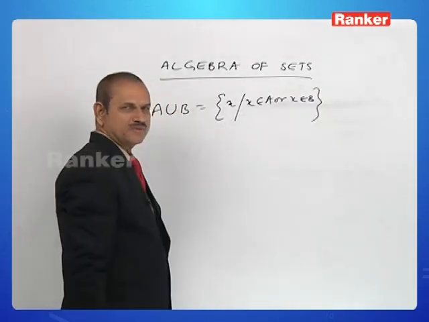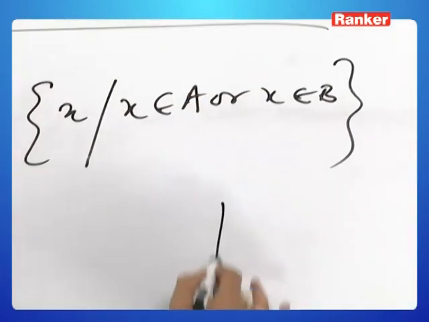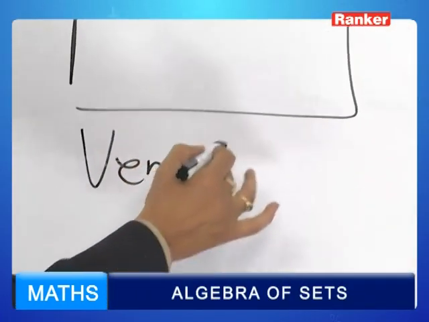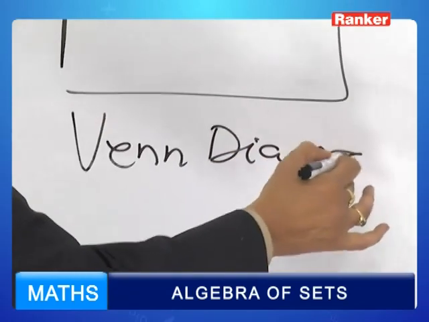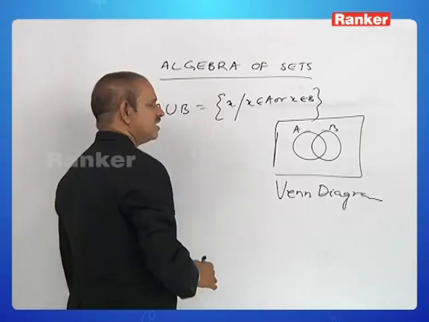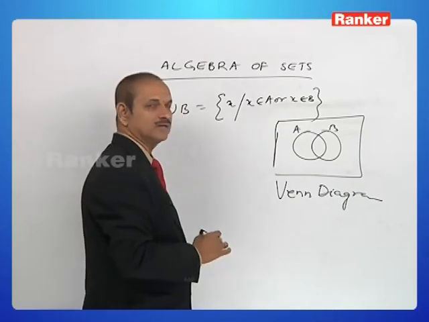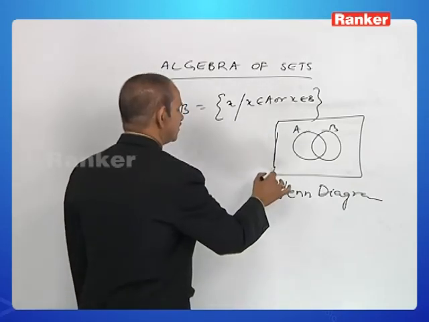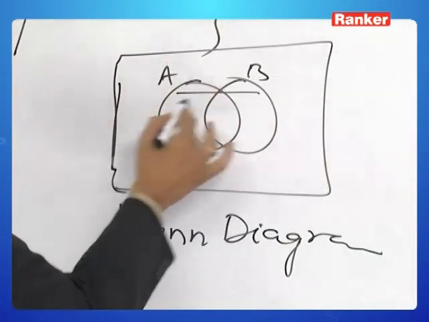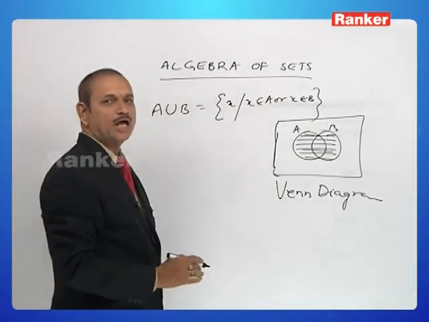If you want to represent this diagrammatically, such diagrams were introduced by a famous mathematician called Venn, Venn diagrams. In these diagrams, every set is represented by a circle, and the universal set is represented with a rectangular box. This box is the universal set, with A and B. This is A union B. The shaded region entirely gives the set A union B.